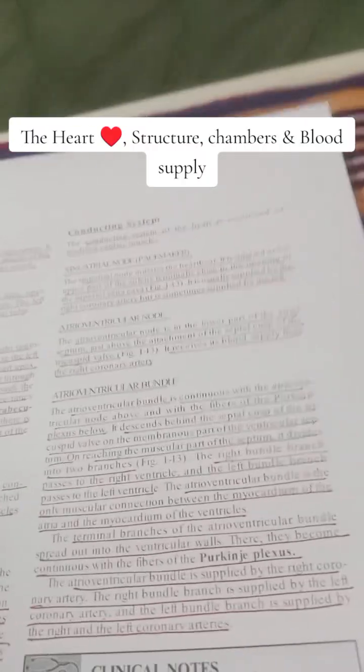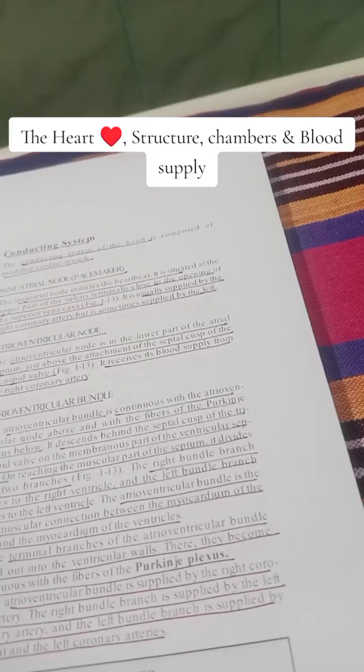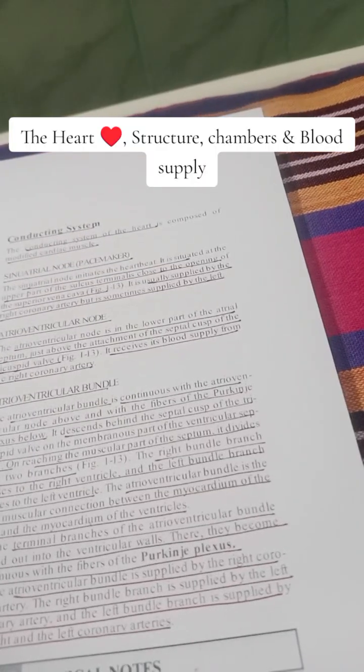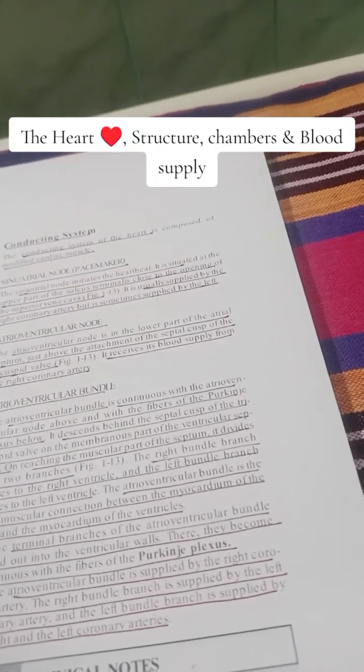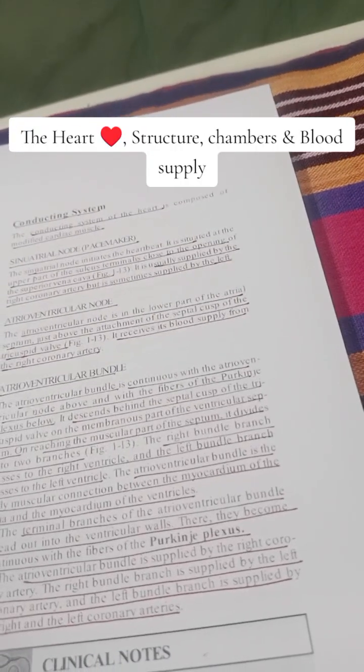Atrioventricular node. The atrioventricular node is in the lower part of the atrial septum, just above the attachment of the septal cusp of the tricuspid valve. It receives its blood supply from the right coronary artery.